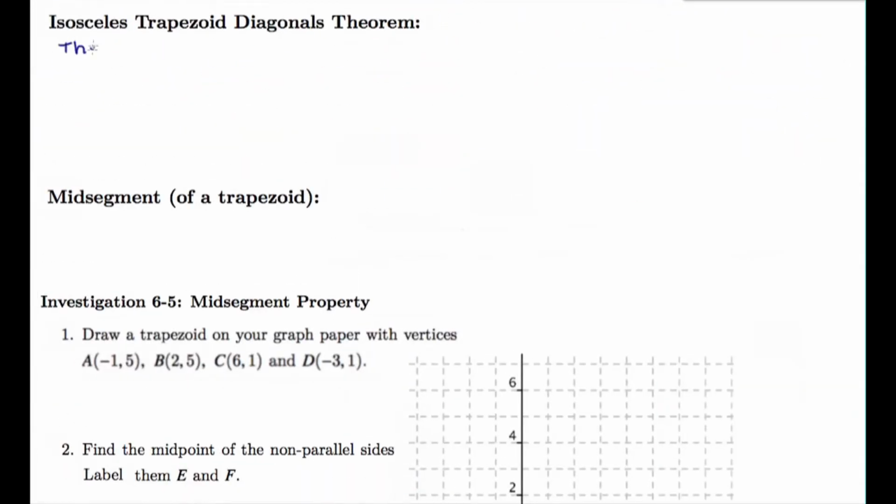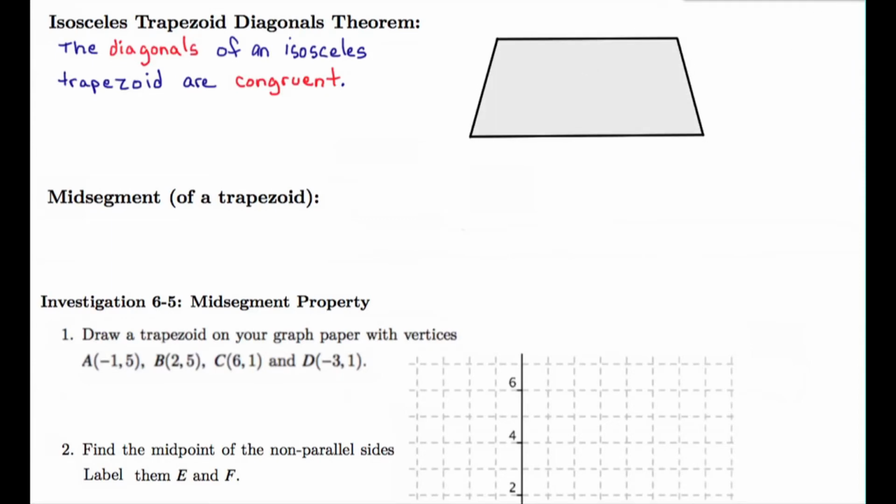Okay, the isosceles trapezoid diagonals theorem states the diagonals of an isosceles trapezoid are congruent. So I'm going to draw an isosceles trapezoid, one pair of parallel sides, and the legs are congruent, and the diagonals AC and BD are congruent.